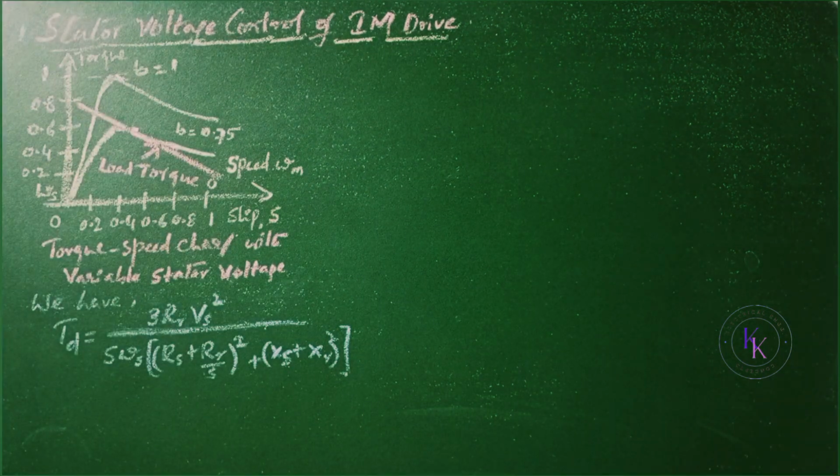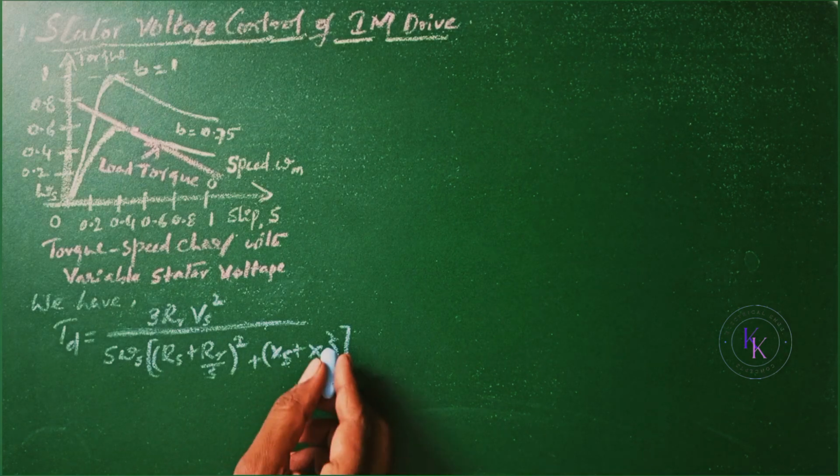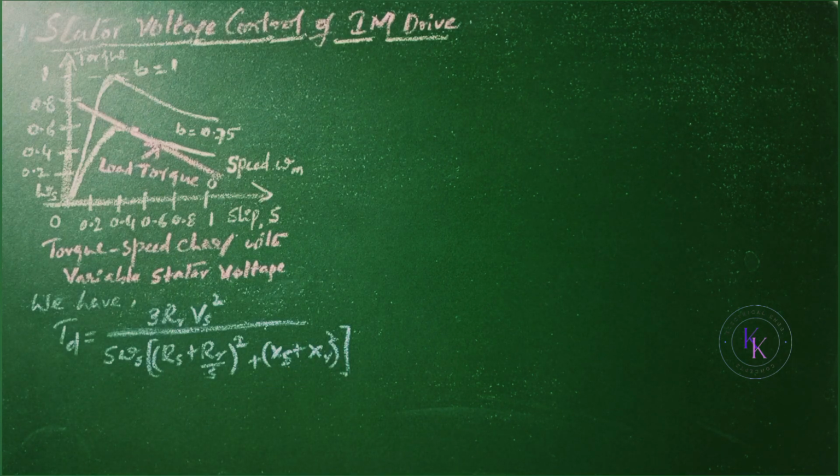From the previous topic, we got equation number 18: Td equals 3 Rr Vs squared divided by s omega s of (Rs plus Rr by s) whole squared plus (Xs plus Xr) whole squared. Now this equation indicates that the torque is proportional to the square of Vs, the stator supply voltage, and a reduction in Vs will produce a reduction in speed.